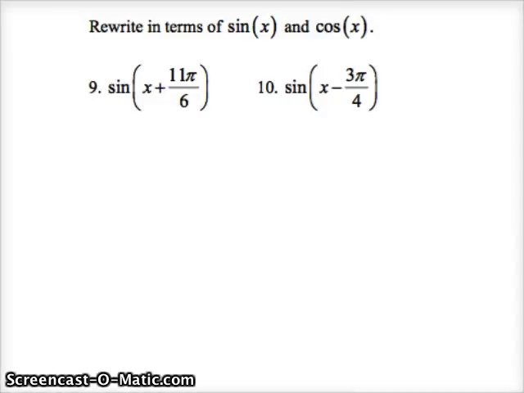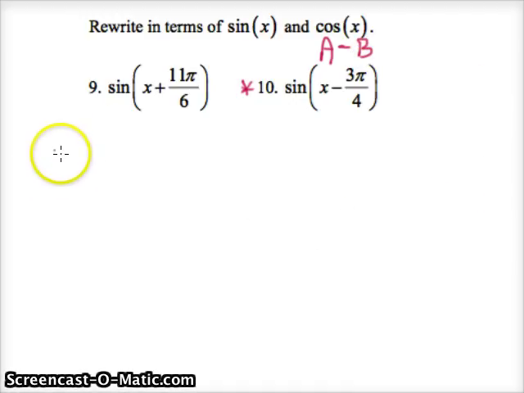Okay, folks, we're going to continue in working problems. Let's look at this problem number 10 right here. Rewrite in terms of sine and cosine. This is really a difference identity for sine. That's how we're going to understand this problem.